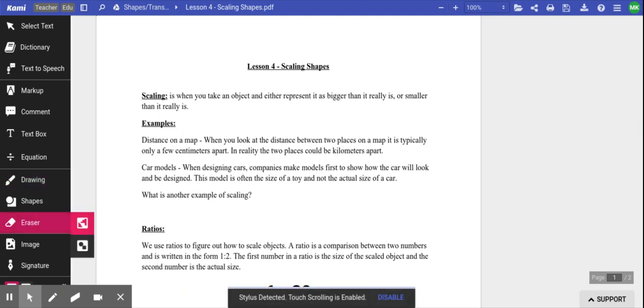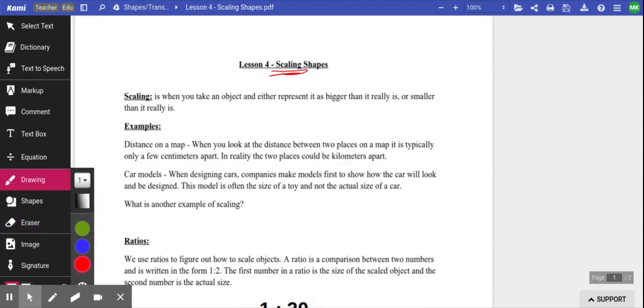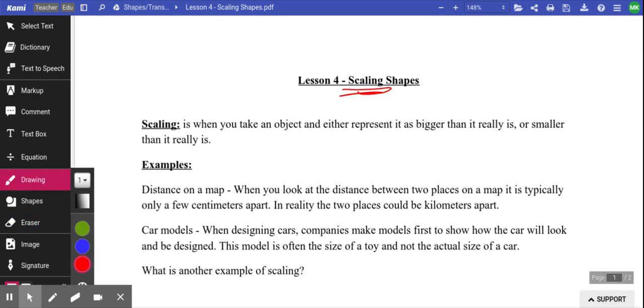Today, we are going to learn about something called scaling. You might have heard of this before. Scaling is basically making something bigger or smaller. And we do this all the time, right?